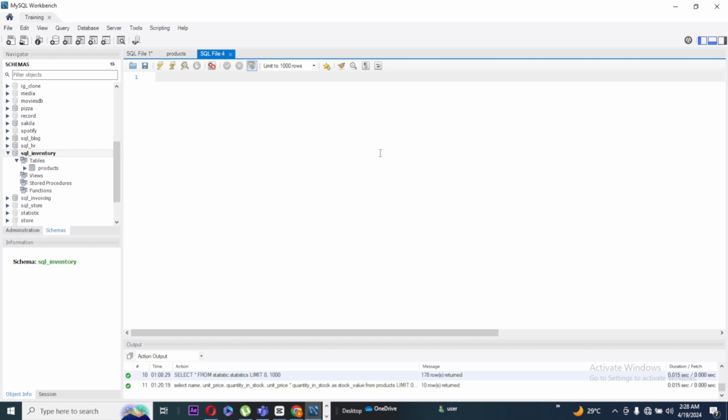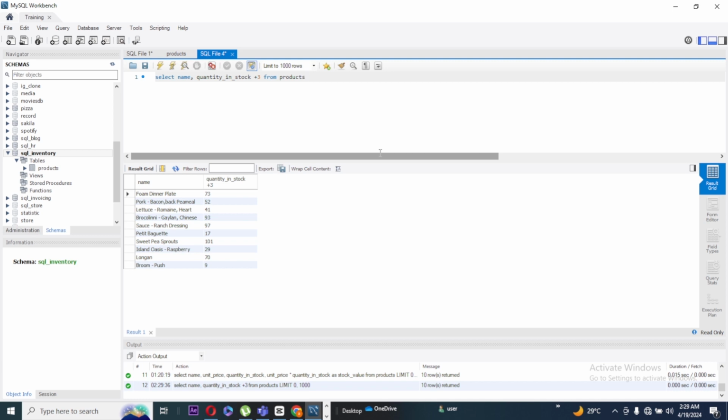Okay, so now, for example, let's work on addition. Now we select our name column and our quantity_in_stock. Now we give it our addition, plus 3, from products. So right now we are adding 3 to our quantity in stock. Now let's execute it. So that's it. What it means is that we are adding 3 to our quantity in stock, and that gives us 73, 52, and so on and so forth.